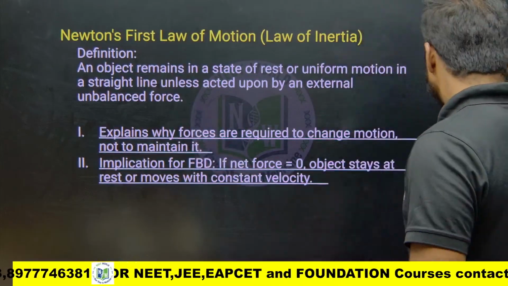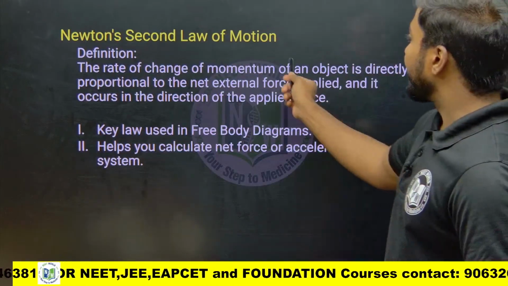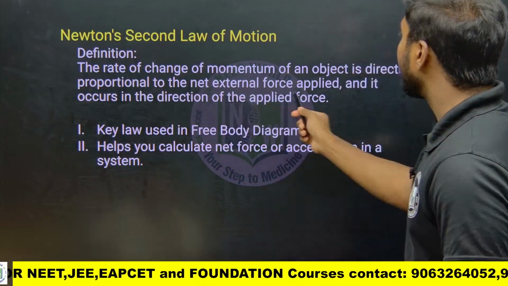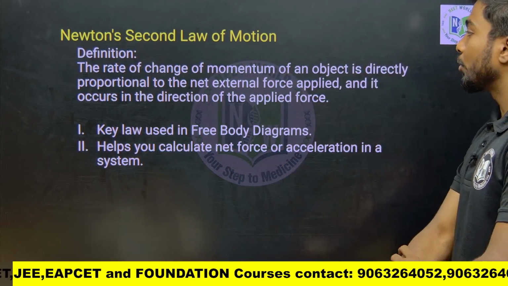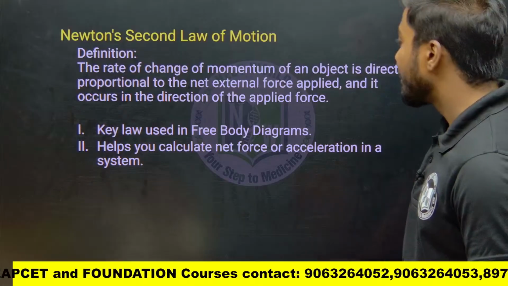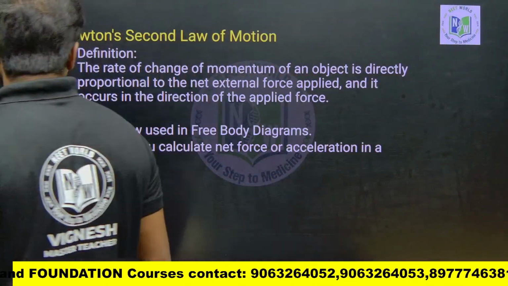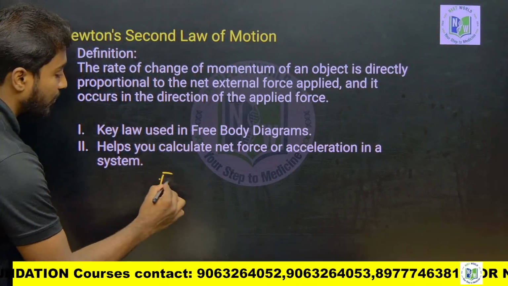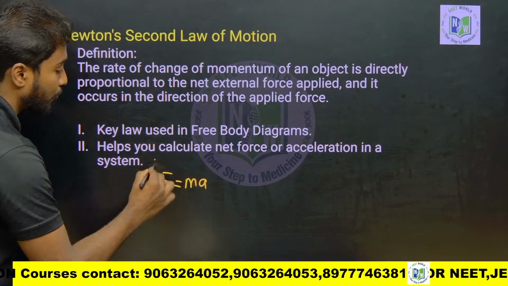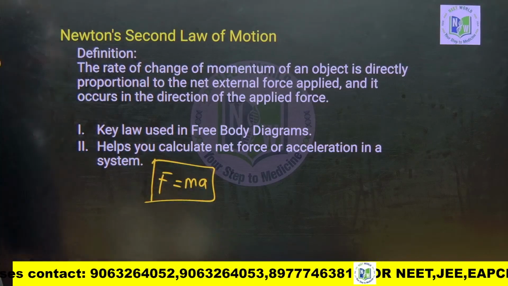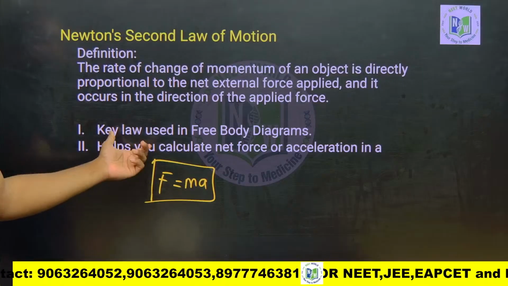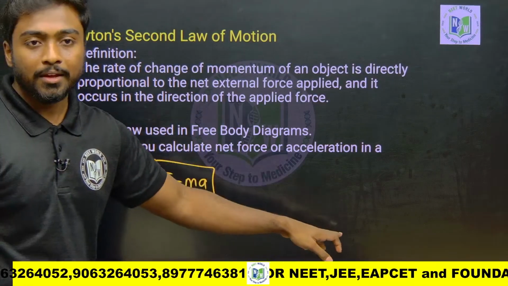Second, the rate of change of momentum of an object is directly proportional to the net external force applied. From this law we got F equals ma, that is, force equals mass into acceleration. These are the laws which we are going to use in the free body diagrams.